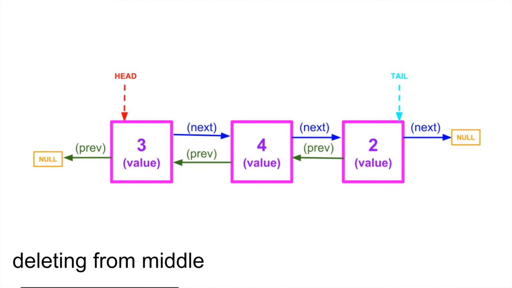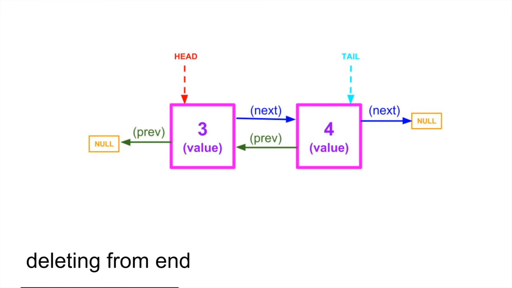Now we have this list that has only 3 nodes in it, with 4 in the center. Now I'm going to look at deleting from the end. You can tell from this slide to this one, the 2 has gone away. The way that we did that was we just set 4's next value to be null, and we moved where the tail was pointing. That detached the 2 and it just went away.